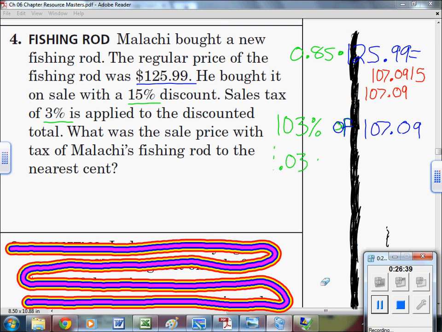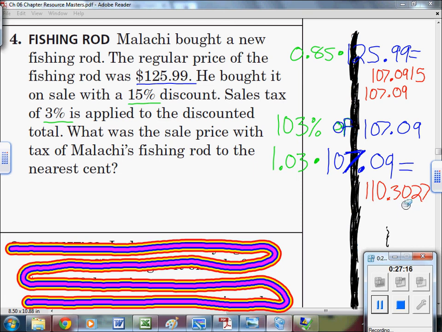All right, so move that decimal over twice, and you have 1.03. That's what you're going to multiply by 107.09. So multiply these together, and you will find out what your grand total is, including sales tax. That's what that'll tell you. So let me grab the calculator as well. All right, so we get $110.3027.